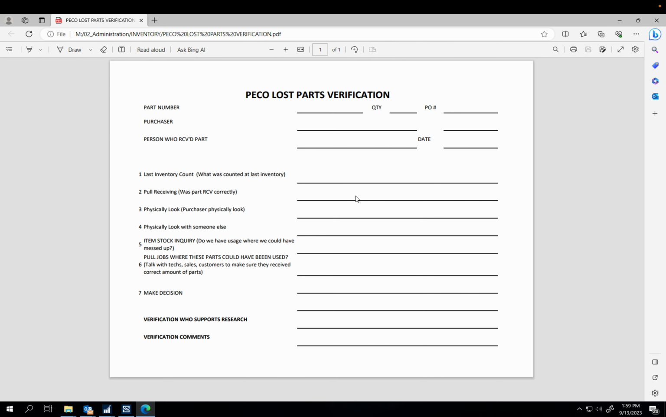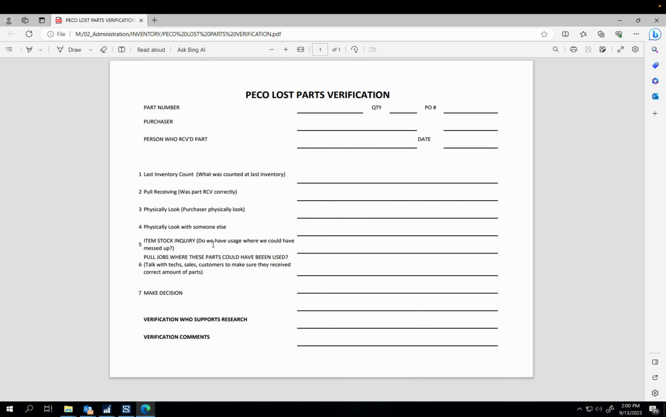Pull receiving, so you can pull a copy, you can have our accounting group pull their receiving to see if the part was actually received correctly in inventory. Physically look, so if you're the purchaser of the part, you need to be the one that physically looks for the part, right? Physically look with somebody else, have somebody support the work that you did.